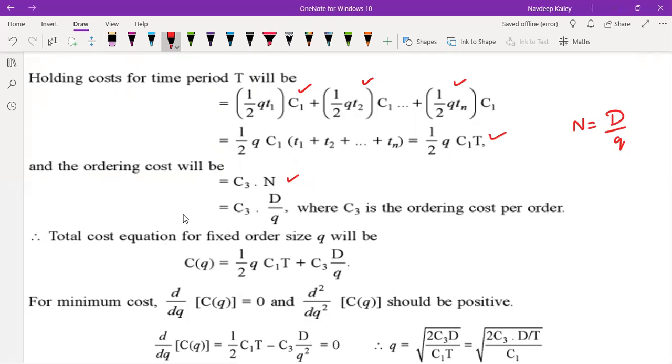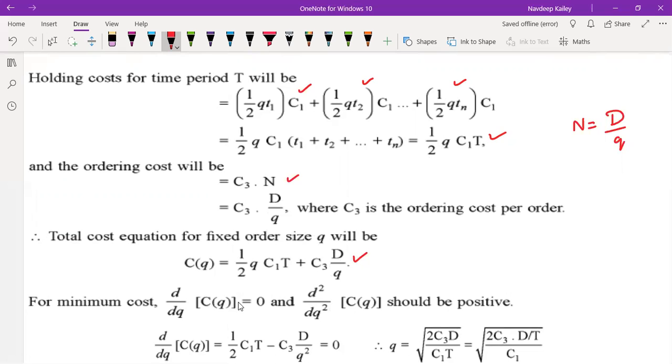Now the total cost equation for fixed order size Q is given by half Q C1 into T, that is the total holding cost, plus the total ordering cost, that is C3 D upon Q.